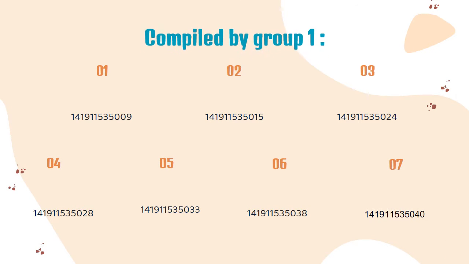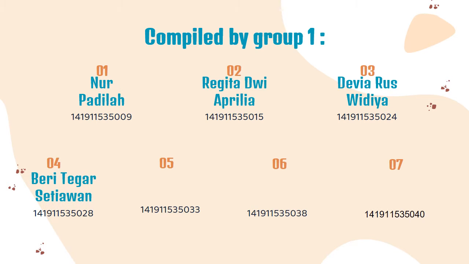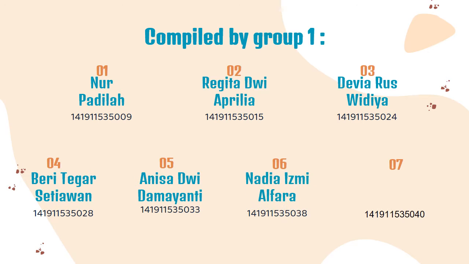Before I begin the presentation, let's introduce my team. Number 1, Nur Padilla. Number 2, Regita Dwi Aprilia. Number 3, Devia Ruswidia. Number 4, Peri Tegar Setiawan. Number 5, Anissa Dwi Damayanti. Number 6, Nadia Ismi Alvara. And number 7, Doni Setiawan.